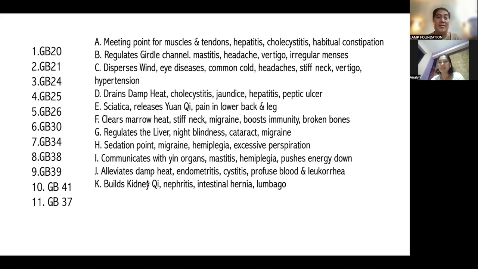Okay. Number 10, GB41. GB41, letter B, it regulates girdle channel, mastitis, headache, vertigo, and irregular menses. Okay. So siguro you're very familiar with the girdle channel, no? Yes po. Okay. Number 11, GB37. GB37, the answer is letter G. It regulates the liver, night blindness. It's a good point for cataract and migraine.